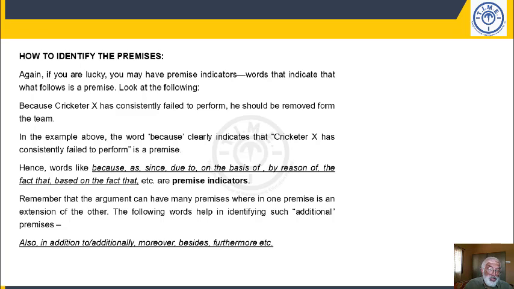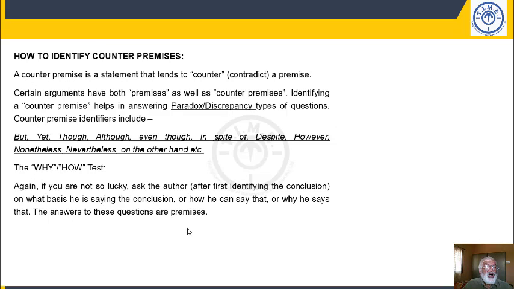But if you don't have those indicators, then do remember, you have to ask yourself, why are you giving the statement? What is it you're going to do with it? That way you know you're looking at a premise.